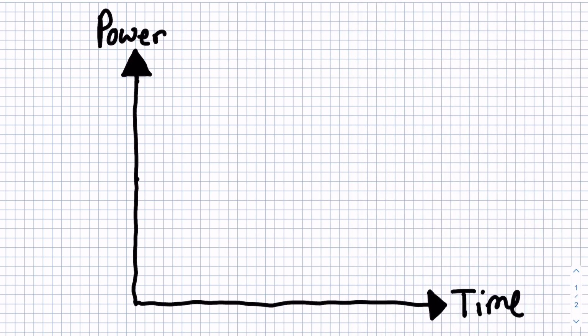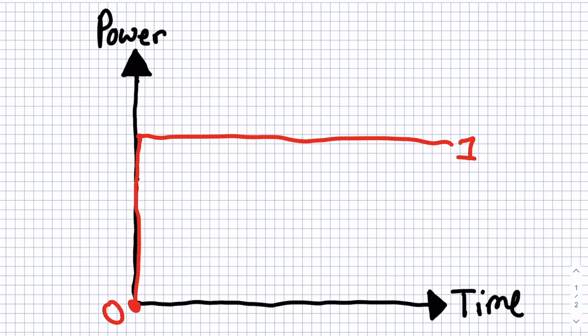Okay, so here's another explanation of how acceleration and deceleration works. So let's say we're at a power of 0 and we want to accelerate to a power of 1. Well, the quickest way to do this would just be to accelerate really fast from 0 to 1. And that would seem fine.